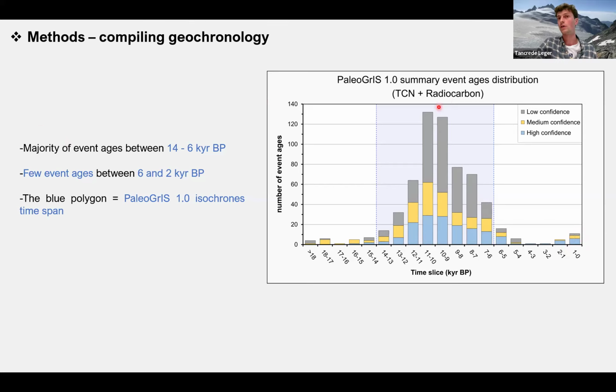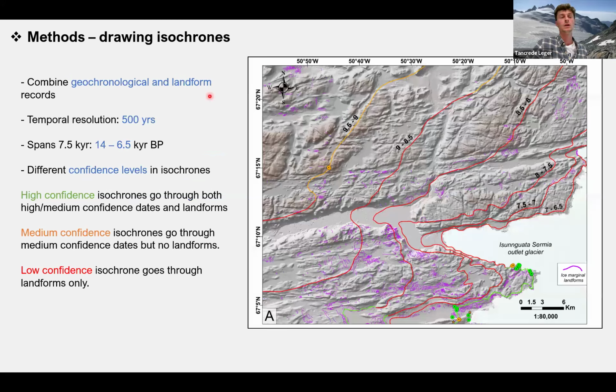Okay, so the blue polygon here is what we focused the PaleoGRIS dataset and reconstruction on. So once we had our dates and landforms that you can see here, for example, in the dots and stars, but also in the purple lines for the landforms, we wanted to combine that information into this isochrone reconstruction. So isochrones are, in this case, these lines of former ice extent that we basically trace to reconstruct the evolution of the Greenland ice sheet margin.